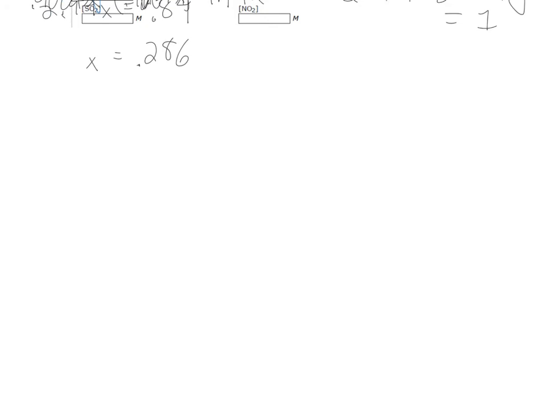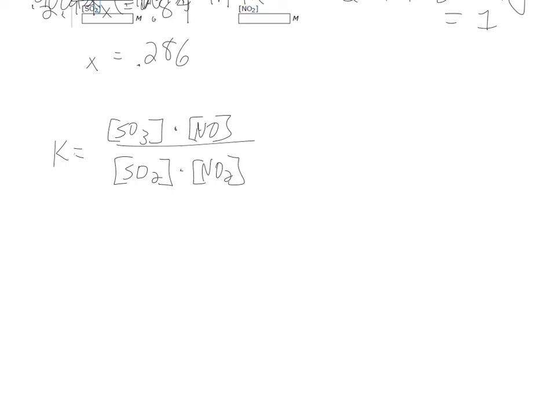I think I'll just kind of start fresh here. Oh, actually, we do not need to calculate K. They already gave us K. So in this equation, we just need to find out what the values are for SO3 and NO, which would be 0.900 plus x, and SO2 and NO2, which would be 0.900 minus x.